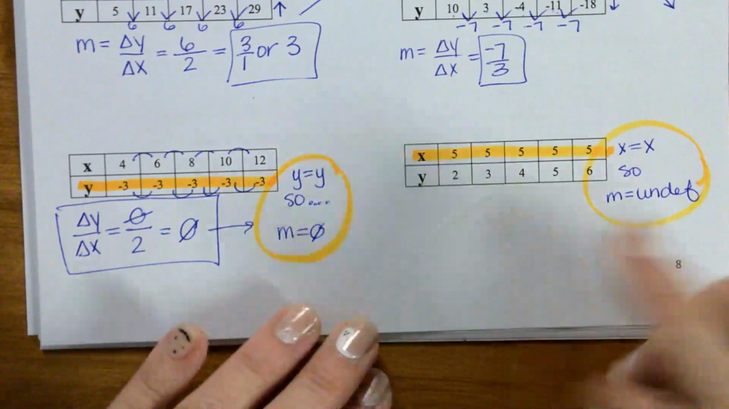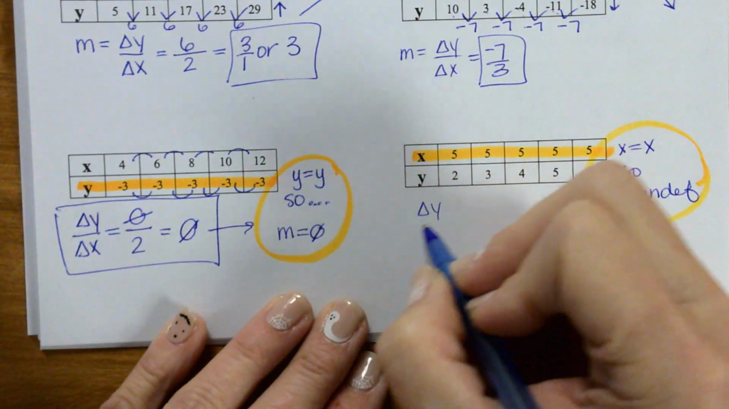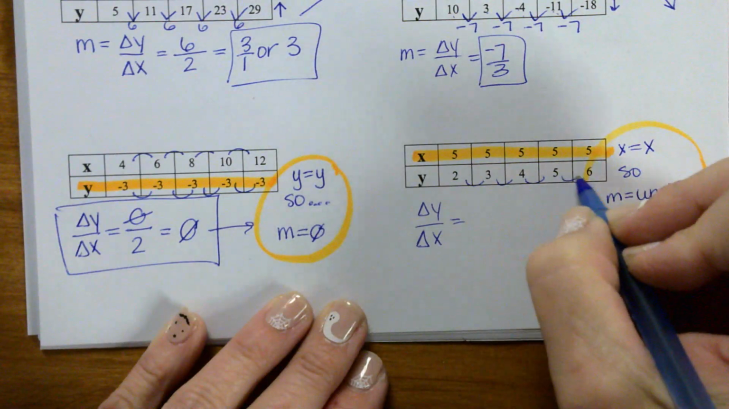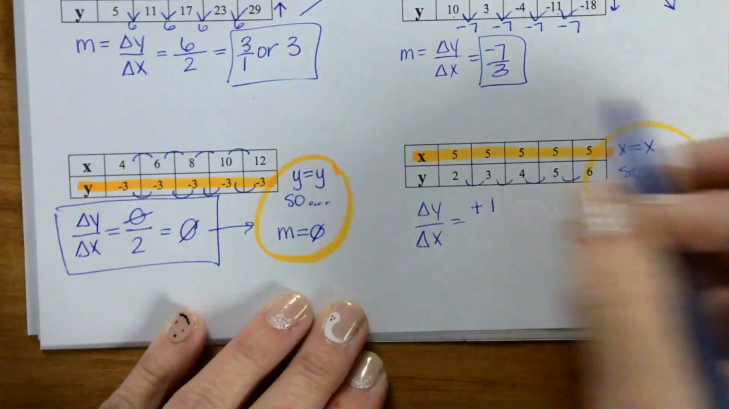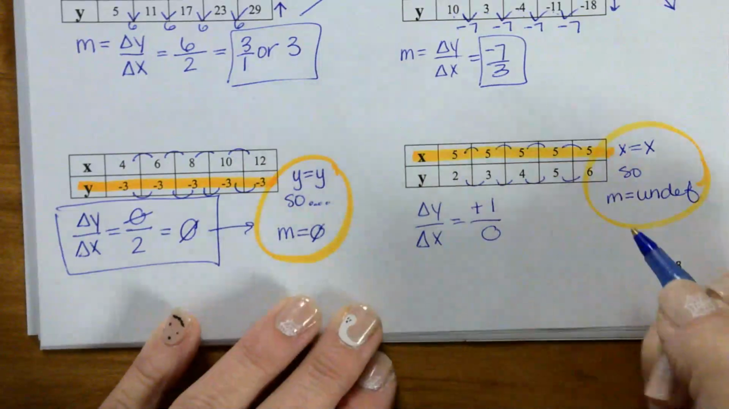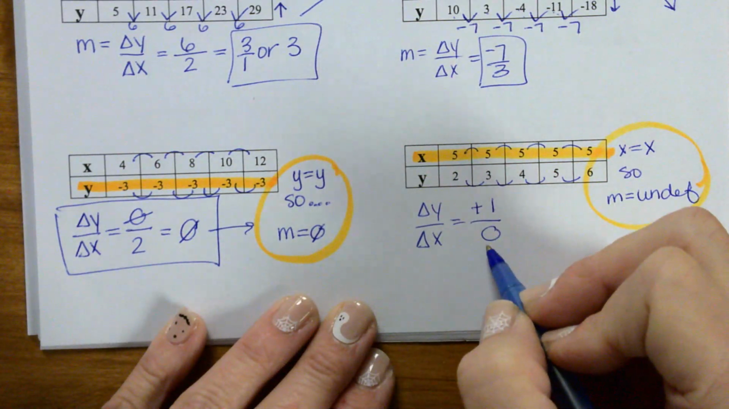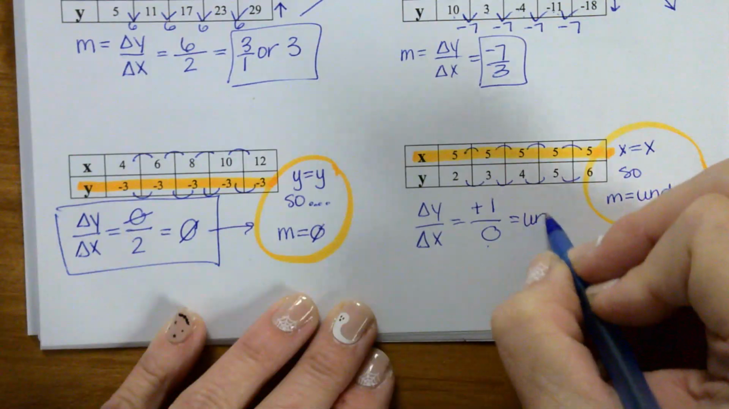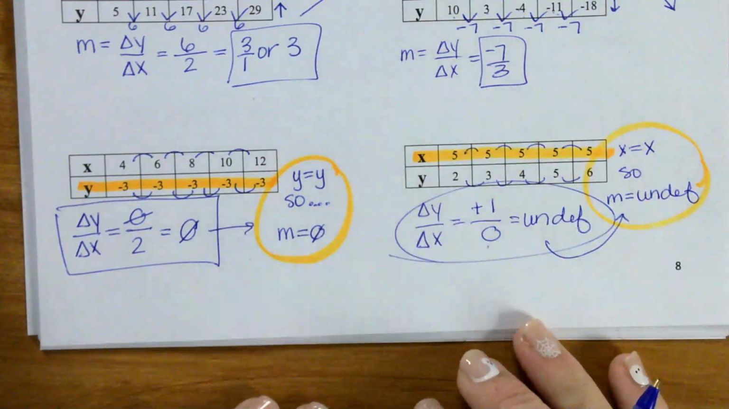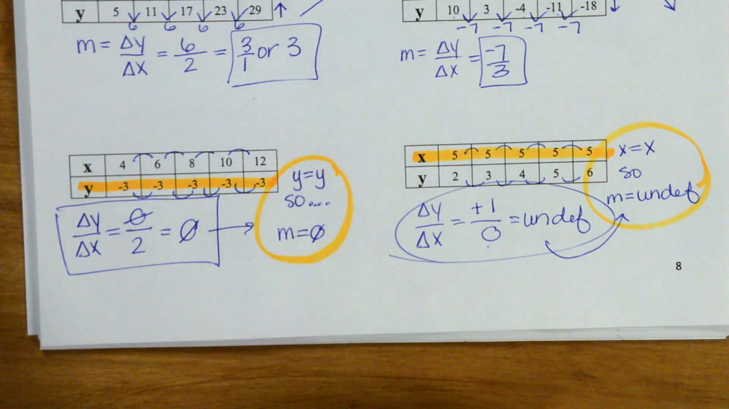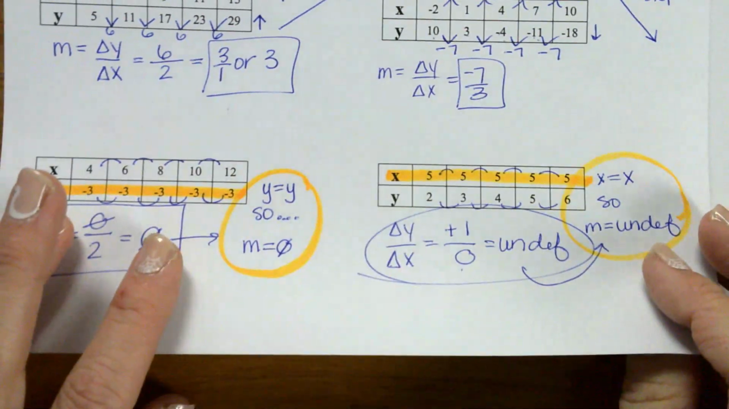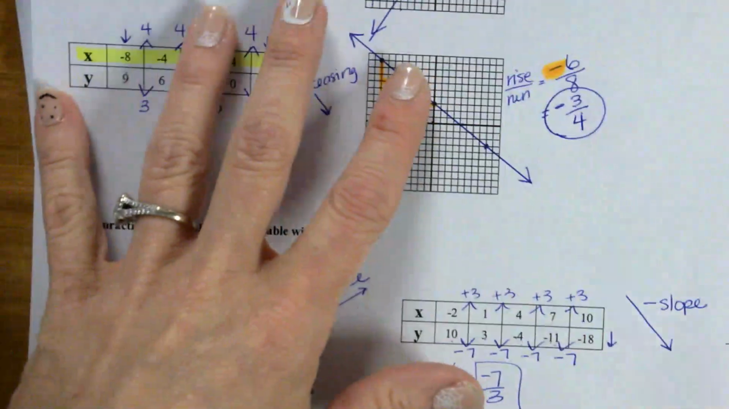If I do it over here, the change in Y over change in X, what are my Y's doing? They're going up by 1 every time. What are my X's doing? They're staying, so that's 0. Any number in the universe divided by 0 is undefined. So that is the math behind that. Okay? How do you guys feel about all that? Okay. So you've got to be able to get slope from a table and a graph.